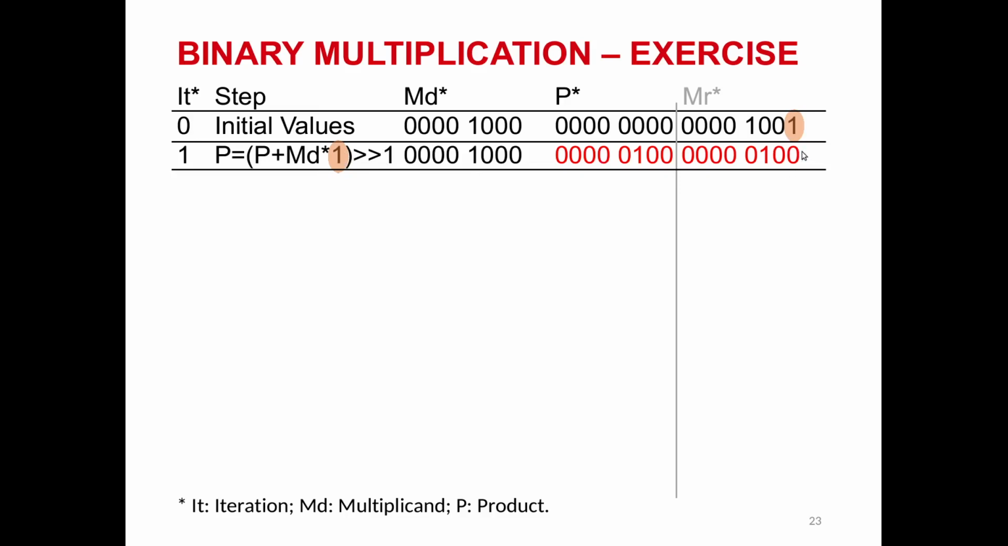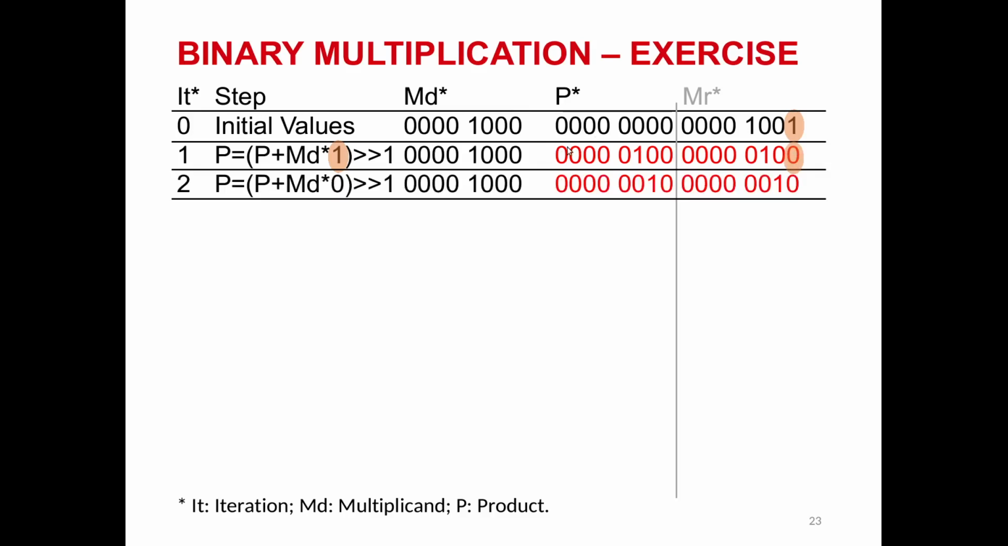And now at this line we have the value 0, so we will multiply MD with 0 and add it together with the higher part of P before shifting all to the right for 1 bit.